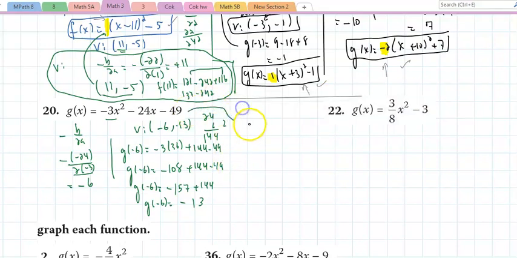this and write it as g of x equal, again, I copy down, we call it the a. That's crucial to figure out whether the parabola opens up or down, times x, the opposite of that, plus 6, squared, minus 13.